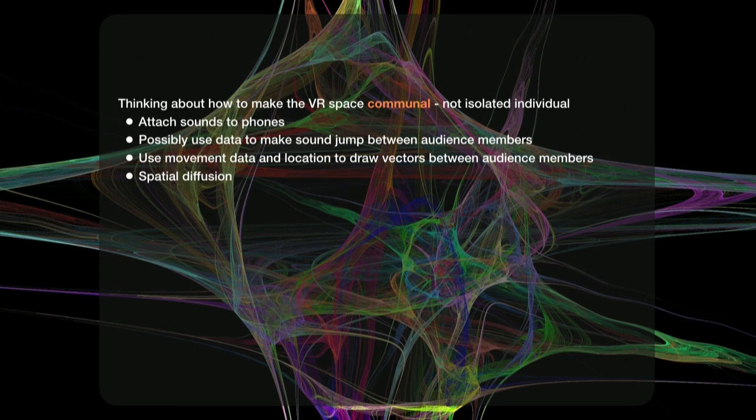There's the possibility in the work, when you're wearing the virtual reality headset, for sounds to be jumping between people, and to track movement and location and, in the virtual reality space, start drawing vectors between people, for instance, who are moving in similar directions at similar speeds and so on. So, ways of engaging them.